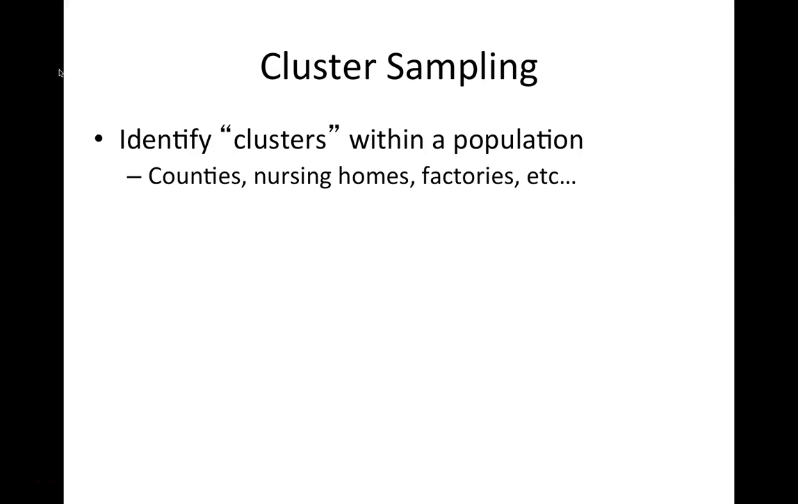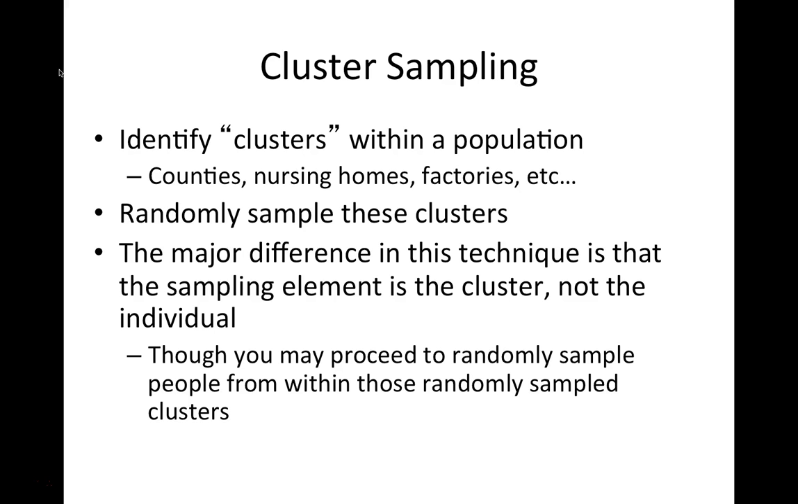In cluster sampling, and your book talks about cluster sampling and multi-stage cluster sampling, we identify clusters within a population. The distinction between clusters and strata is that these clusters are typically freestanding things, things that we don't necessarily define. So counties, nursing homes, factories, these groupings that already exist are not ones that we create, like race or ethnicity or socioeconomic status. These clusters are a bit more tangible kinds of groupings of people. And then we randomly sample these clusters.